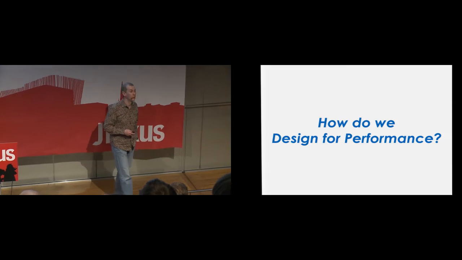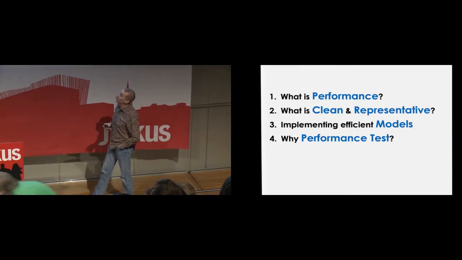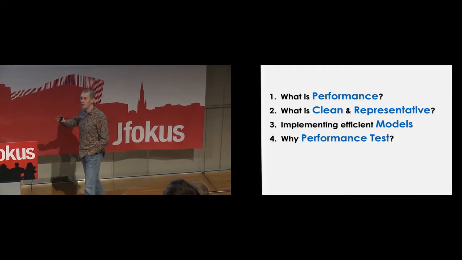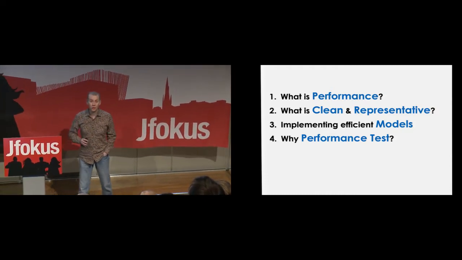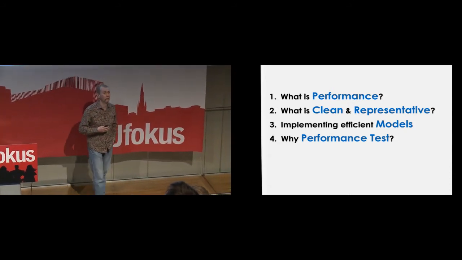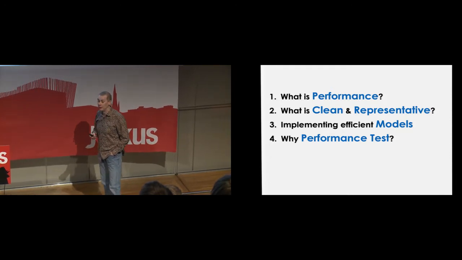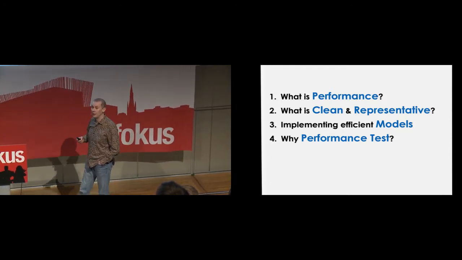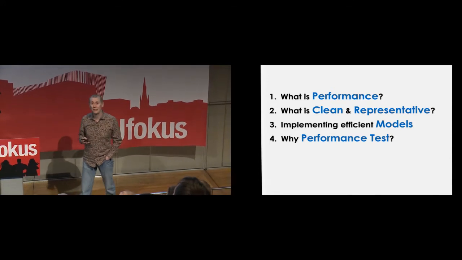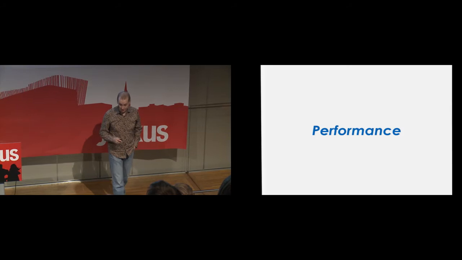So we're going to talk about how we actually design for performance. What will we cover? 4 things. Let's start off with a little bit of what is performance, what's it all about. I want to talk a bit about modeling because this is actually key to it. What does it mean to be clean and representative? How would we go about building our models? And then I'll wrap up a little bit with, well, how do we actually approach testing? Testing is a kind of useful thing that tells us whether we're doing it right or not.